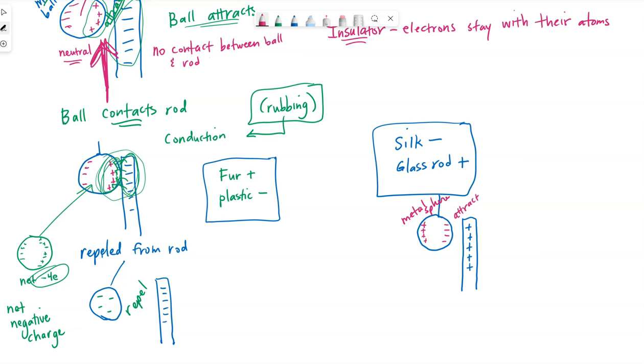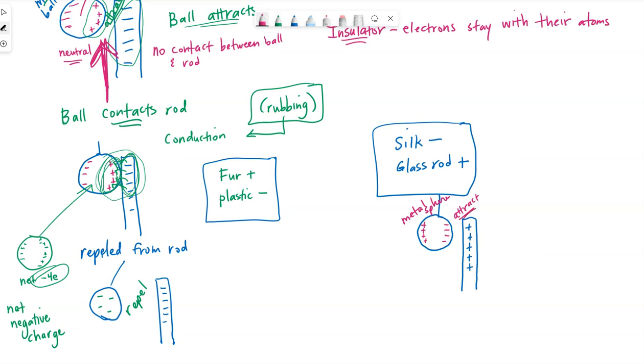If the metal sphere is neutral, the fact that it is metal, it's a conductor, means the electrons can easily move. And the electrons will move to either closer to the positive rod or farther away from the negative rod. So this metal sphere, because it is a conductor, is going to attract.